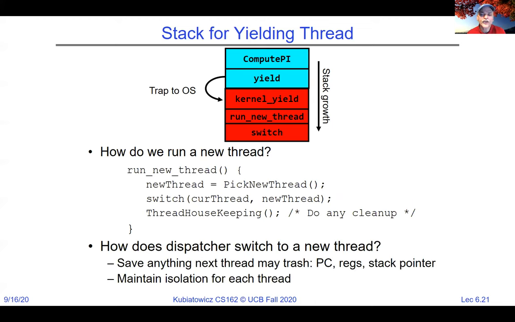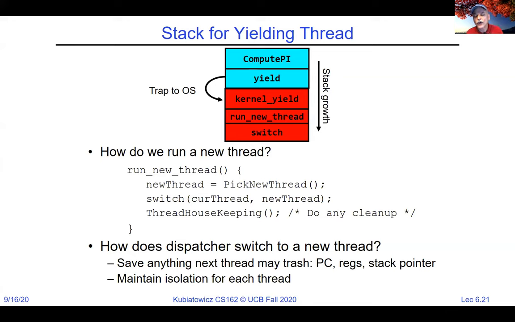So how does the dispatcher switch to a new thread? Well, we've kind of gotten an idea about that a little bit earlier, which is we're going to save anything that the next thread may trash, right? We've got to save the program counter and the registers and the stack pointer of this blue thing because we need to restore it later so we can keep computing pi, which is very important, right? Pi is the important number here in this class. And then we want to make sure we maintain isolation between threads.